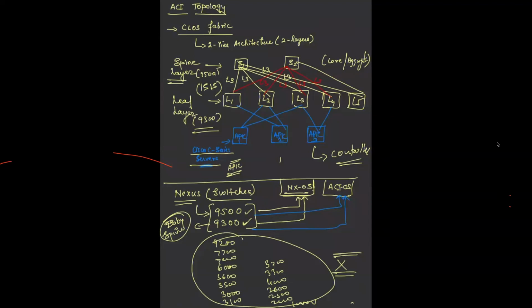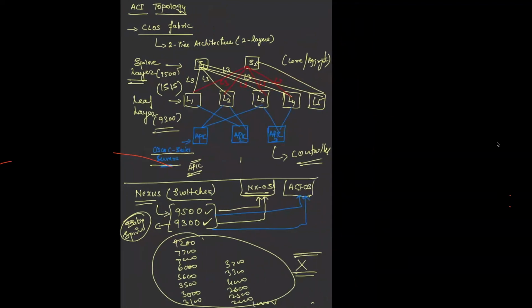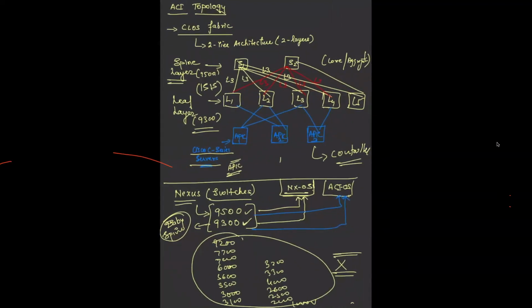Okay, so I have a few questions. The APIC connected to the leaf, will that be a layer 2 connectivity? This is a management related connectivity. It doesn't matter. Basically, it is a layer 2 connectivity, you can say that, but this is only for your control frames. Data traffic will not go to your APIC.